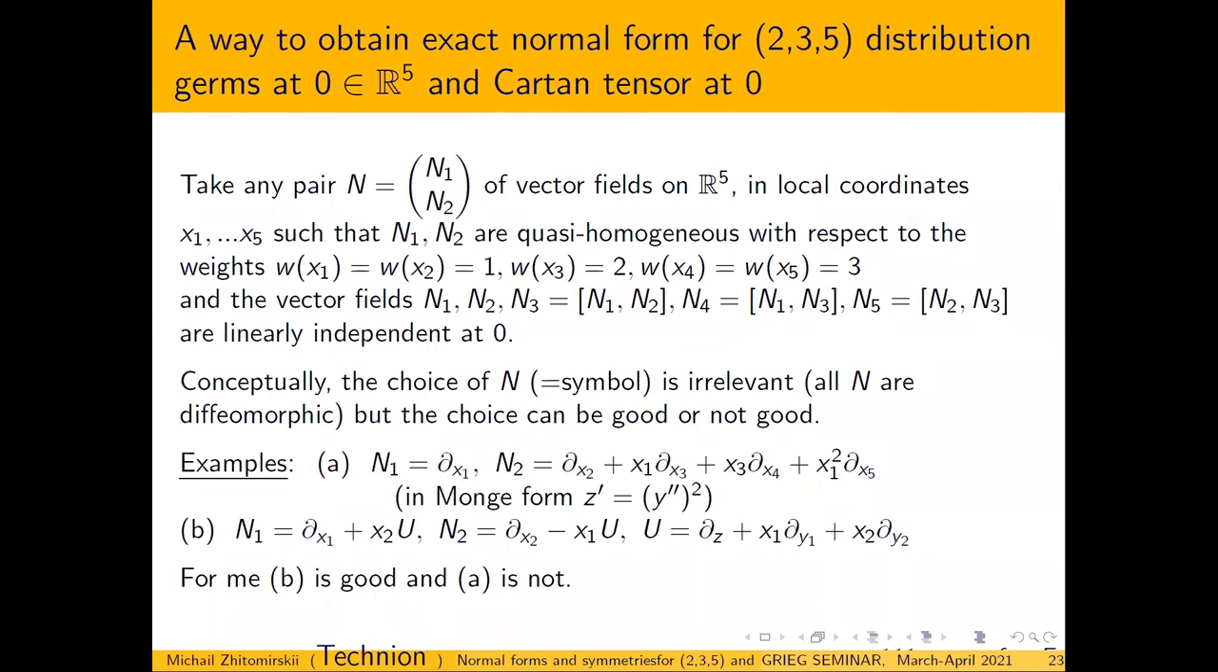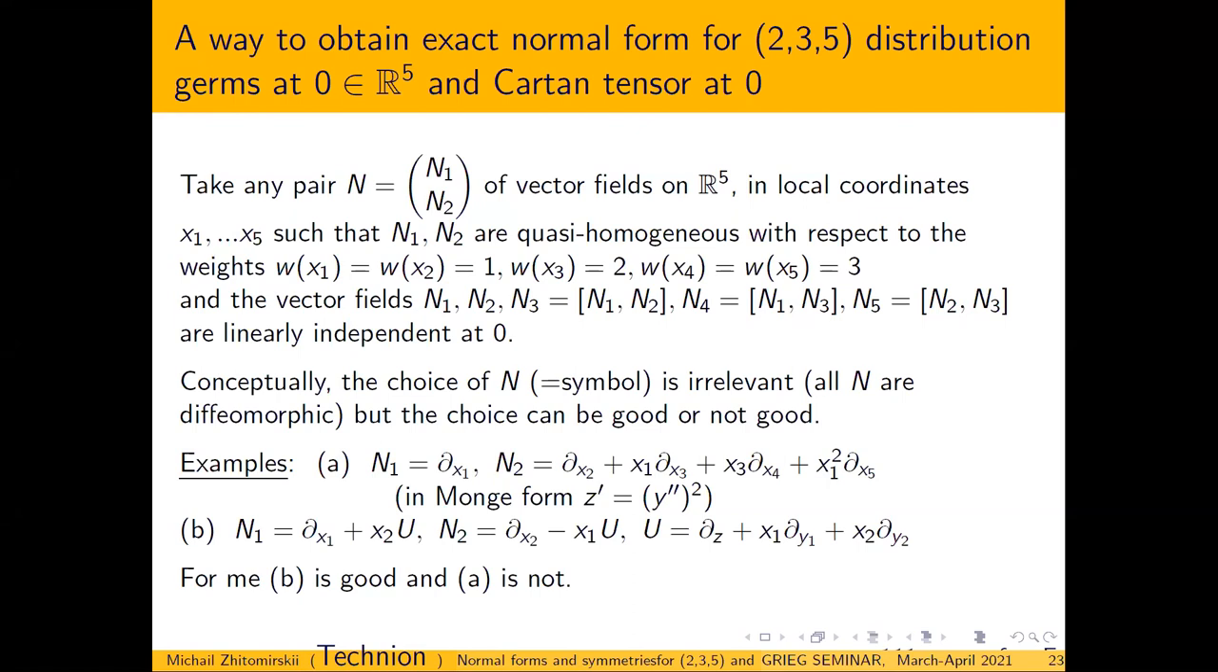I said it. If there is a good complementary space, I wrote it in the slides. If there is a good complementary space for one symbol, then it will be good for the other. Whether the complementary space is good or not does not depend on the realization of the symbol by vector fields. Yes, we fix the symbol as an abstract algebra, and then it is well defined.